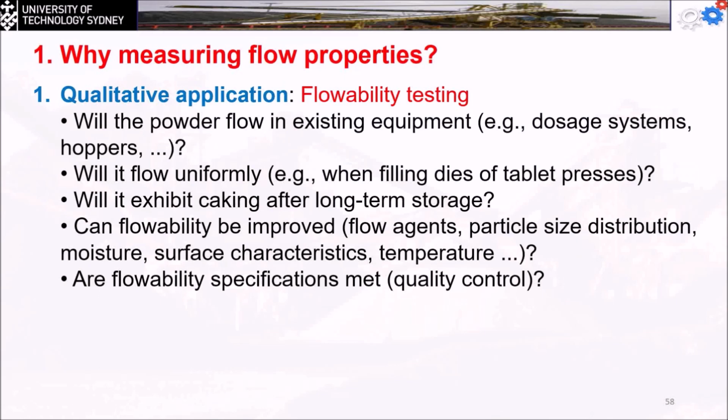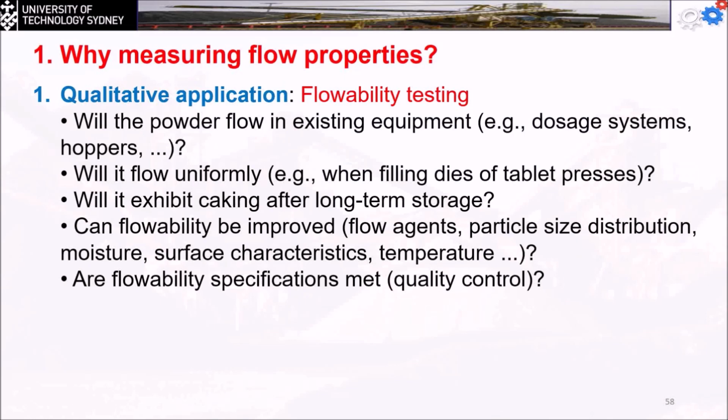And can flowability be improved by adding flow agents, by the particle size distribution, by controlling the moisture, the surface characteristics, or the temperature? Are flowability specifications met for quality control purposes? Also, for the quantitative applications, for the equipment design itself, the goal is to avoid flow problems with the equipment by appropriate design according to flow properties.